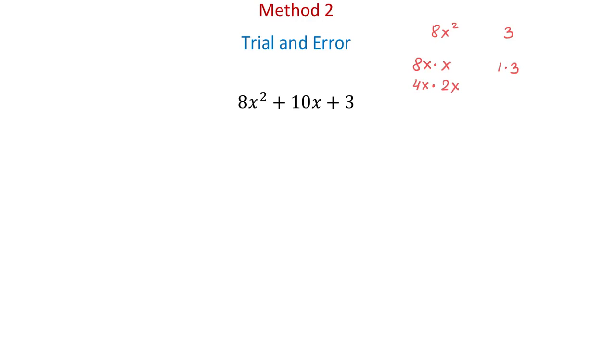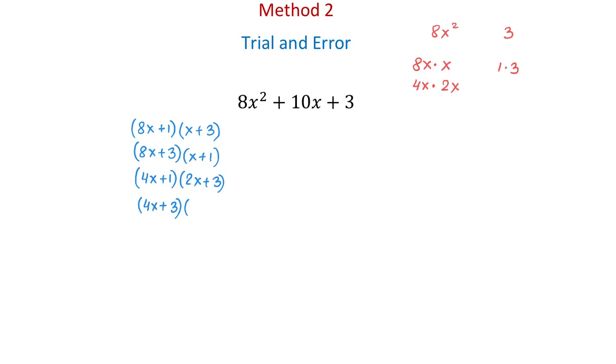Now we will list all the possible factorizations using these terms. The first factorization could be 8x plus 1 in the first parenthesis and x plus 3 in the second parenthesis. Or we could have 8x plus 3 in the first parenthesis and x plus 1 in the second parenthesis. Now, we could also have 4x plus 1 in the first parenthesis and 2x plus 3 in the second parenthesis. Or we could have 4x plus 3 in the first parenthesis and 2x plus 1 in the second parenthesis.